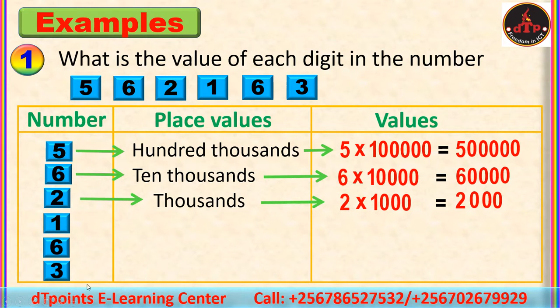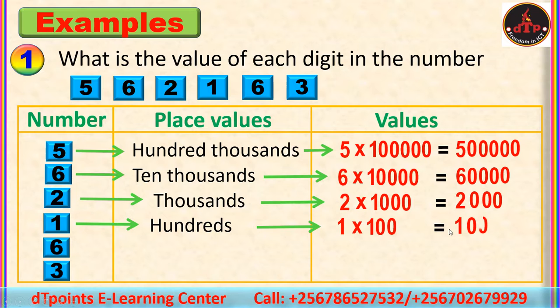Are we together? We shall now move on to 1. The place value of 1 is 100. Then we can proceed and find the value, which is 1 times 100. What do we get? We get 100. So the value of 1 is 100. And remember, it is the place value which has helped us to lead us to finding the value of 1.